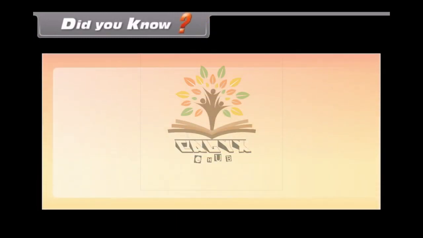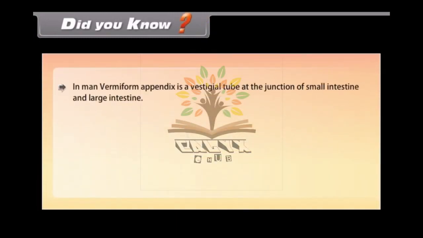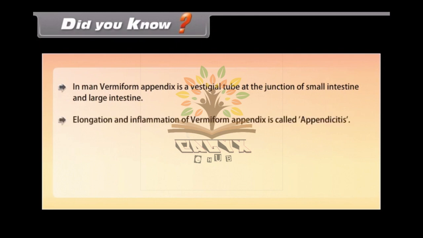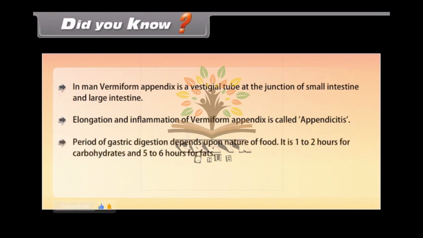Did you know? In man, vermiform appendix is a vestigial tube at the junction of small intestine and large intestine. Elongation and inflammation of vermiform appendix is called appendicitis. Period of gastric digestion depends upon nature of food. It is 1 to 2 hours for carbohydrates and 5 to 6 hours for fats.